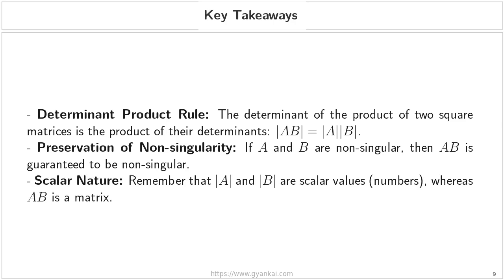Finally, I want to emphasize the scalar nature of these values to avoid any notation confusion. It is vital to remember that the determinant of A and the determinant of B are scalar values, meaning they are just single numbers. On the other hand, the product AB is a matrix. Keeping this distinction clear will help you avoid the common mistakes we are about to discuss in the next slide.